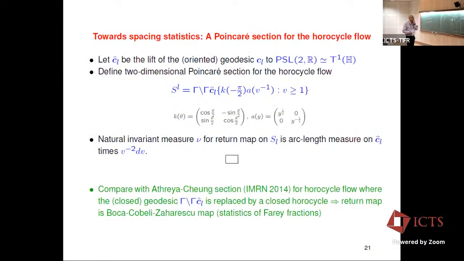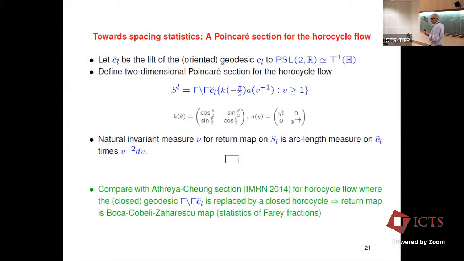Okay, and I'm going to leave this out. What you would have seen here is that in order to get to statistics like the gap distribution, you could just take our theorem on the convergence of point processes, and there is a statistical argument that shows that once you know that, you also know the gap distribution. But there is a very nice way of seeing the gap distribution directly, something that was pointed out in a beautiful paper by Athreya and Cheung, where they looked at gaps between Farey fractions. And the same thing works here. They designed a surface of section for the horocycle flow, and the return times were exactly the gaps of the Farey fractions. Now here, the same thing applies.